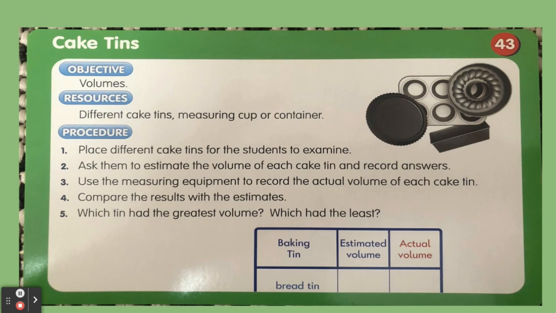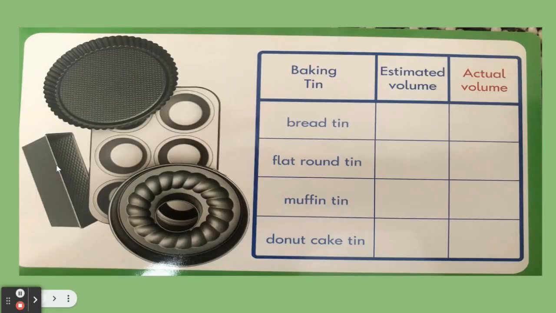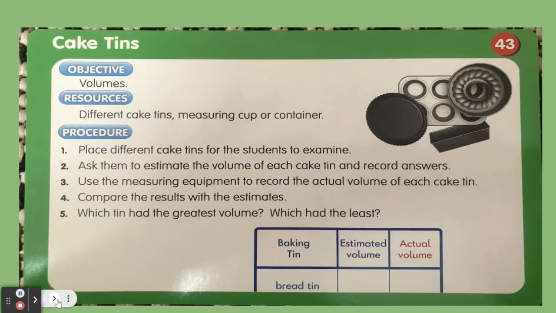So if we have a look at the previous slide, we can see that you can set up a grid just like this. Okay, so you're going to name the different cake tins on one side, then you're going to make a guess and write your number, and then you're going to work it out using that measurement cup. Okay, and see how close you got. So you're making an estimate, and then you're going to test the actual volume. So we're looking at how many cups of water are going to fit into each of those baking tins.